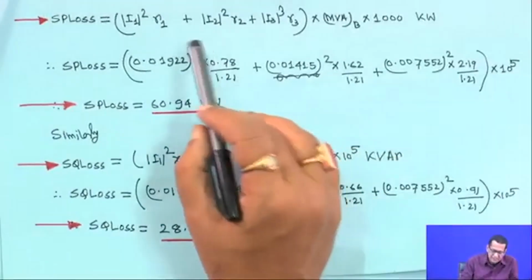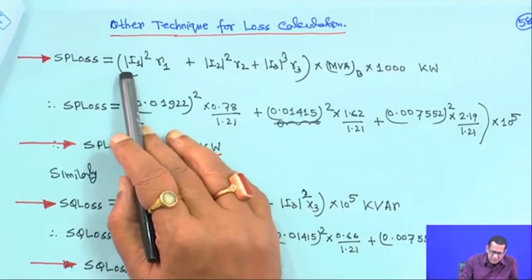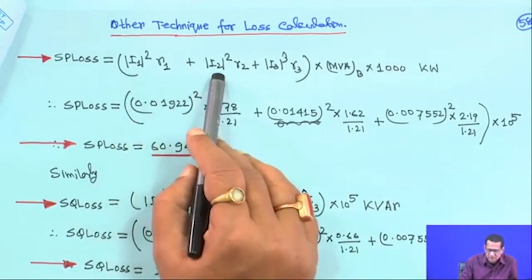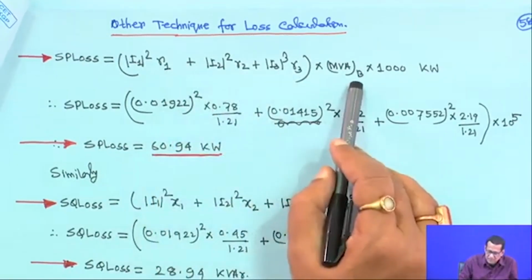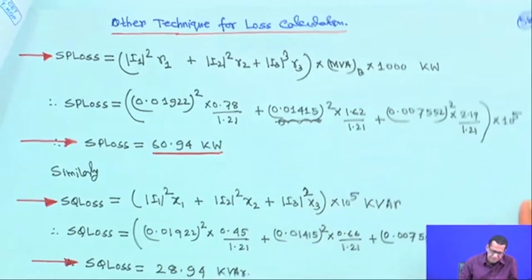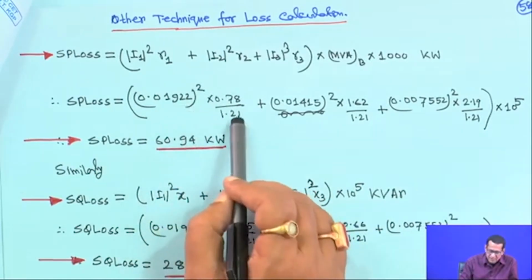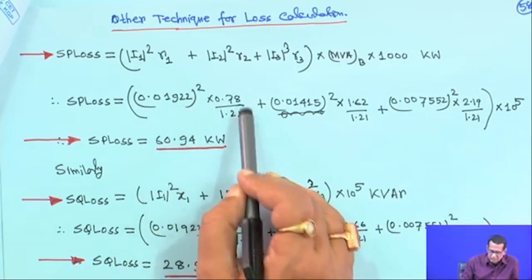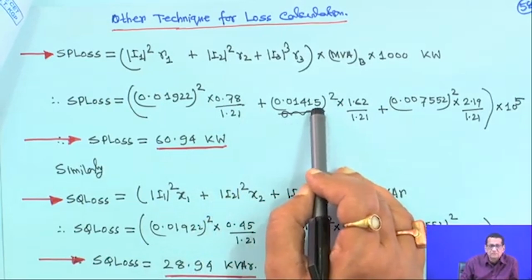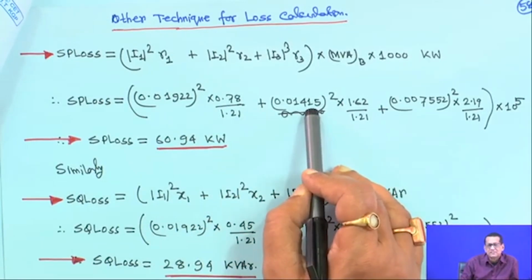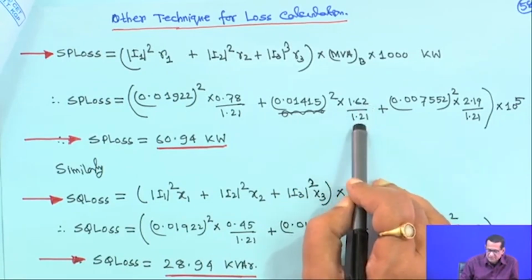Another thing is the I square R loss. There are 3 branches, so it is magnitude I1 square R1 plus magnitude I2 square R2 plus magnitude I3 square R3, everything in per unit multiplied by MVA base multiplied by 1000 kilowatt, right. So, magnitude is 0.01922 square, and R1 actual value was 0.78 ohm, which I have divided by the base impedance 1.21, right. Similarly, here also this is the magnitude of I2 squared, all calculated after second iteration, into the exact value of R2, that is 1.62 ohm by base impedance 1.21.